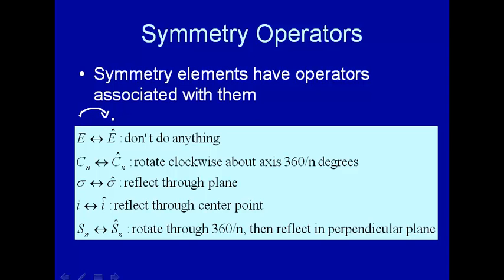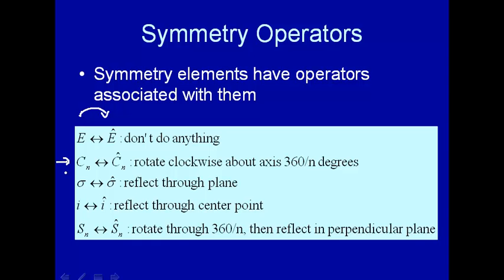Well, if we operate on something like a molecule or a function or whatever it is, with the identity element, all we're doing is essentially multiplying by 1, or we're telling it don't do anything, don't rotate, don't reflect, just let it sit there. So that's the symmetry operation associated with the symmetry element identity.